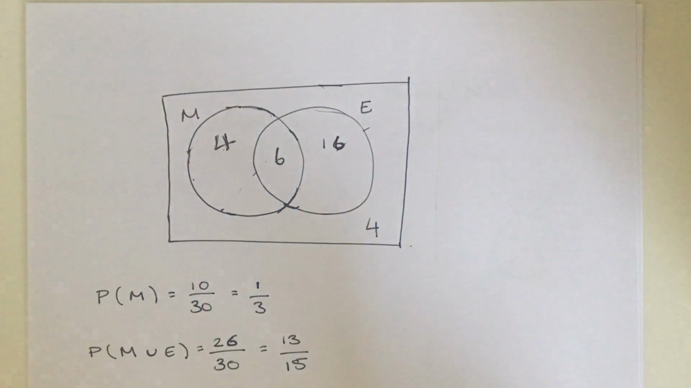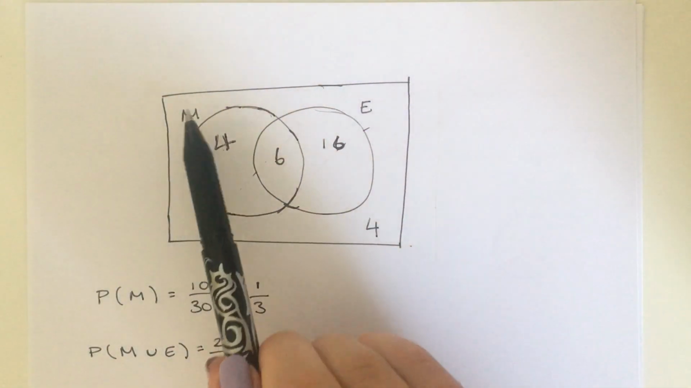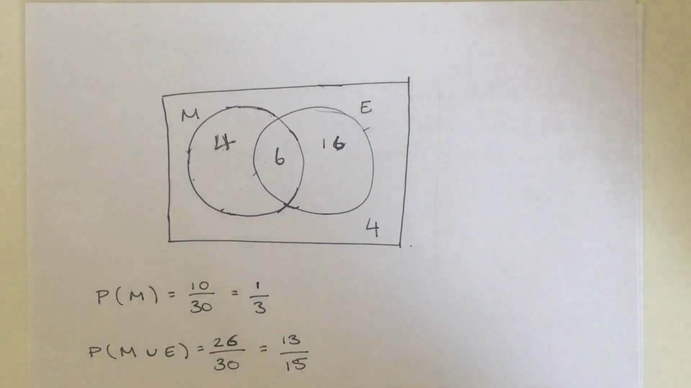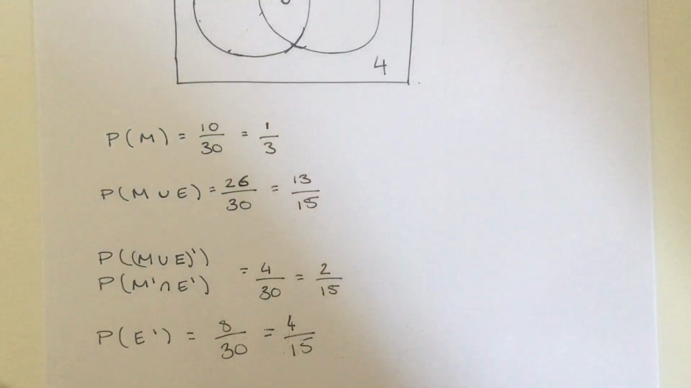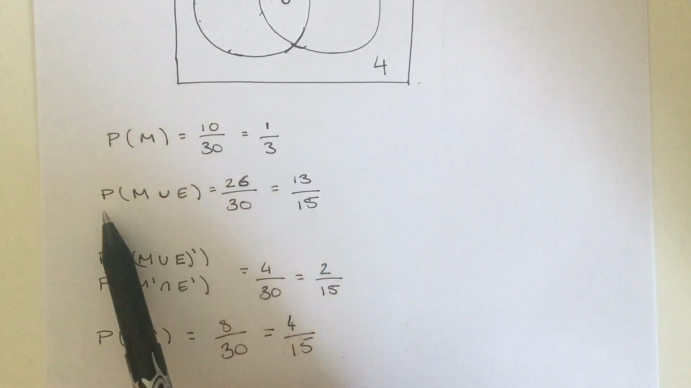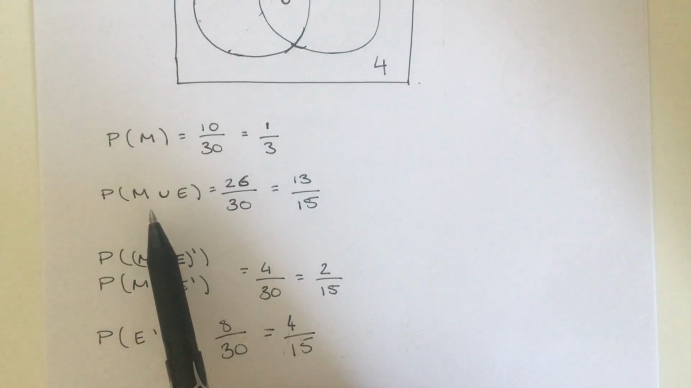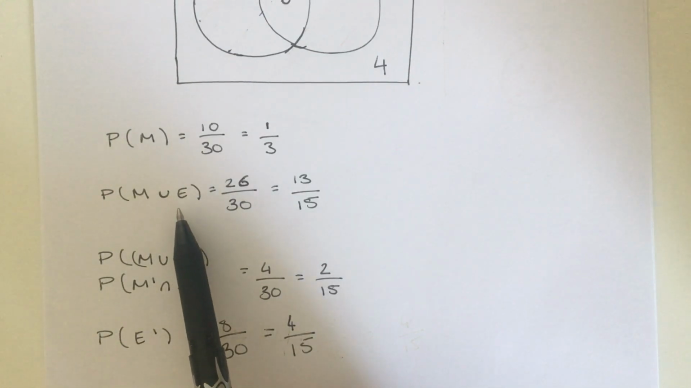So here's your solution. You should have a Venn diagram that looks something like this. So I've called my events M and E for maths and English. Your Venn diagram looks like so. And then here are your probabilities. The probability that a student studies maths, the probability that a student studies maths, English or both, the union.